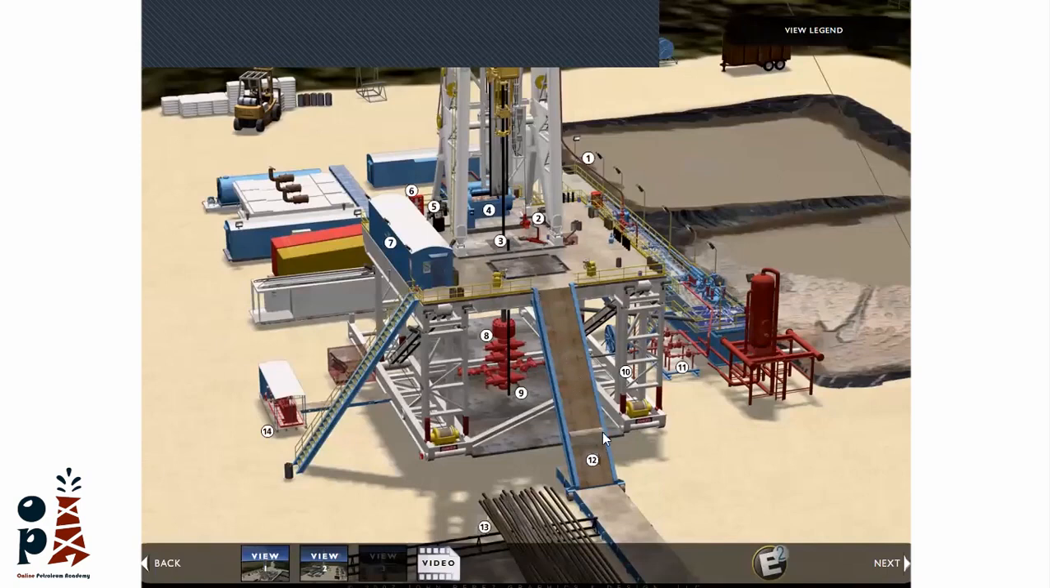Okay, the most important part for us now is the mud system, starting with this mud gas separator. It's used when we are facing high gas content in the mud. So we direct the flow to the mud gas separator, then to the shakers. You see here, this is the flow line.